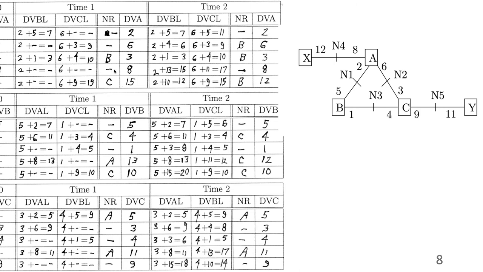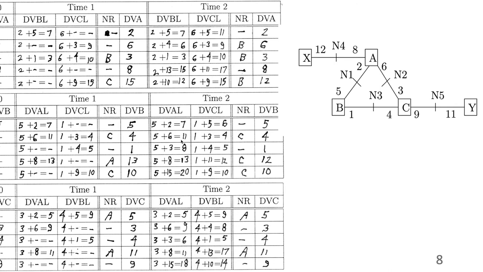Router A, so the minimum of 8, 15, and 17 is 8, and there's no next router. The minimum of 15, 12, and 15 is 12, and B is the next router. Next, doing the calculations here, the minimum of 5, 7, and 6 is 5, and there's no next router again.